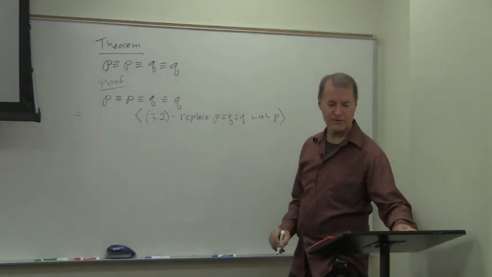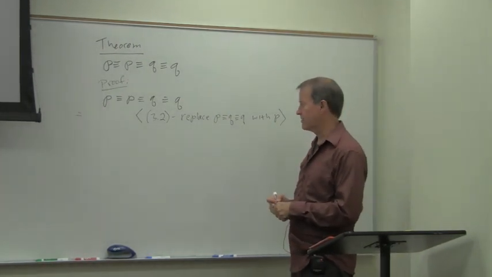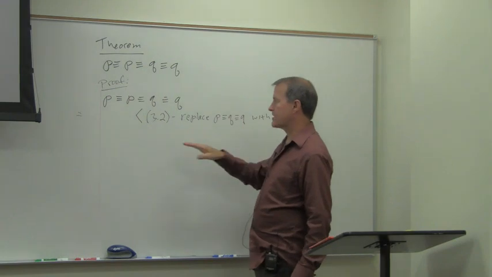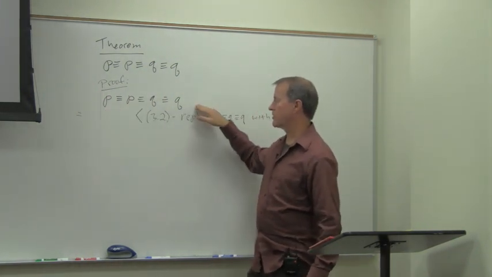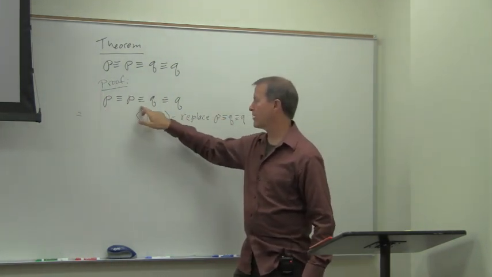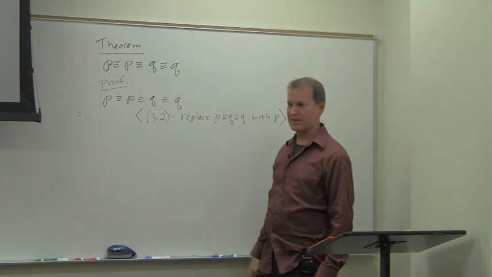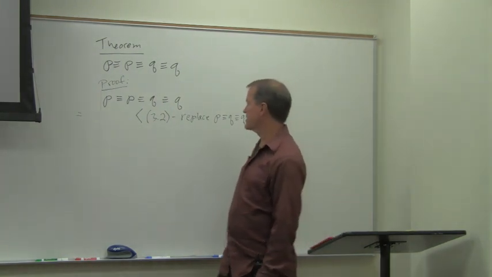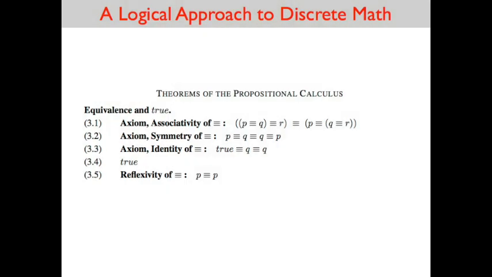Now, let's see if you can follow this. Does everybody see that in this Boolean expression right here, we have P equals Q equals Q? And does everybody see that in 3.2, we have a P equals Q equals Q there? We have a P equals Q.